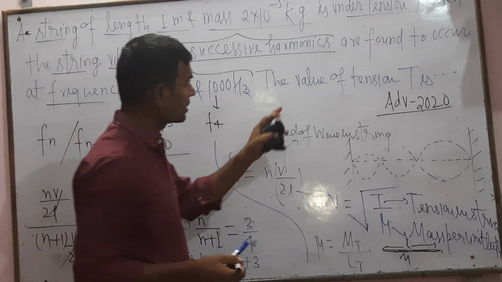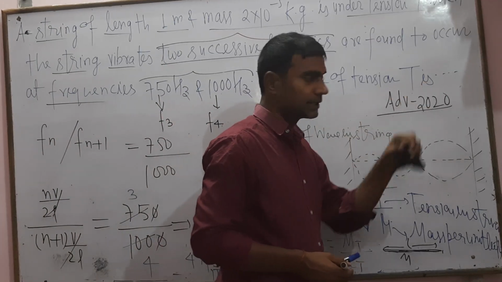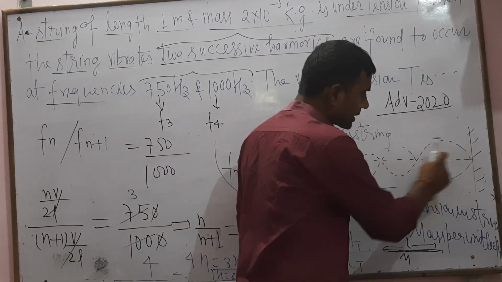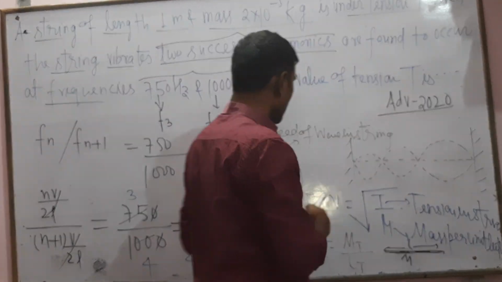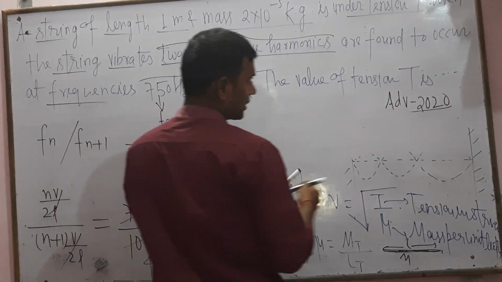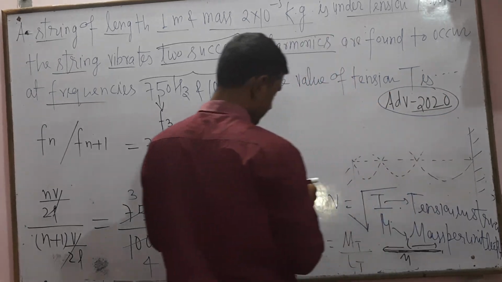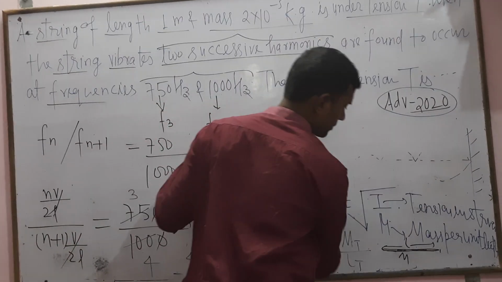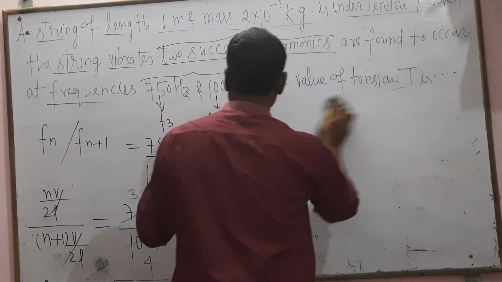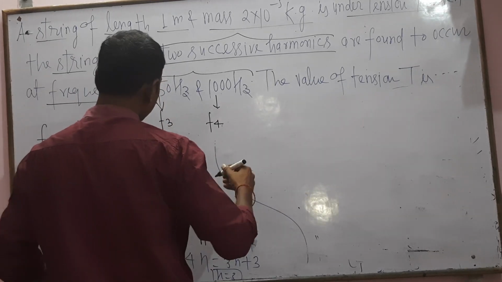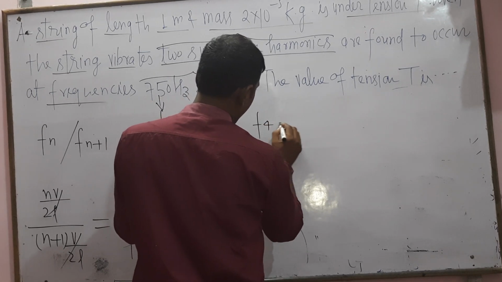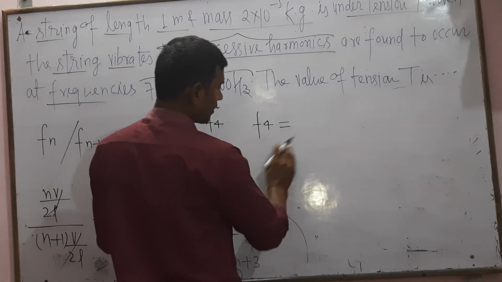But in these questions, we have to find the value of the tension T of the string. This question is an Advanced 2020 question. So for the value of the tension, we know that F3 or we can say F4.